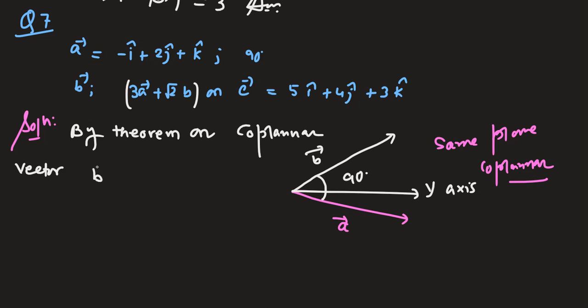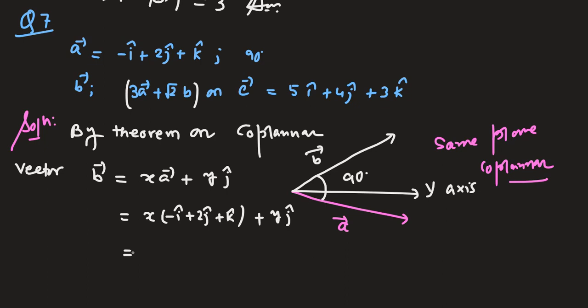We can say that b is a linear combination of the vector a and the vector y. The y vector, that means the y-axis, is nothing but the j vector. Since the vectors are coplanar, as a linear combination we can write x times a vector, minus i plus 2j plus k, plus y times j vector. Now component-wise we decompose and we can write minus x i, then 2x plus y outside j, then x k vector. Like this we have the vector b.